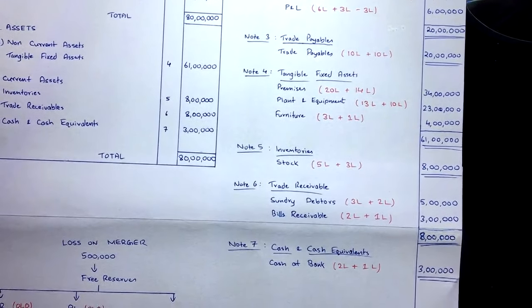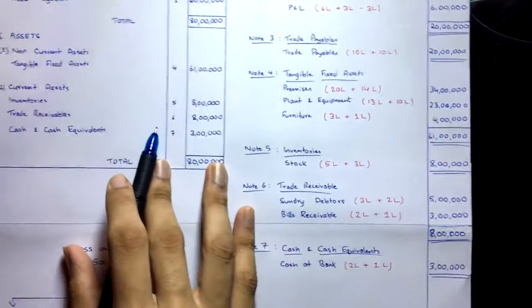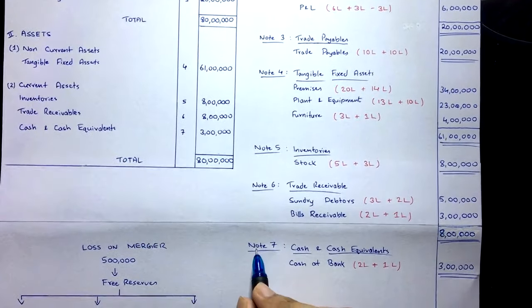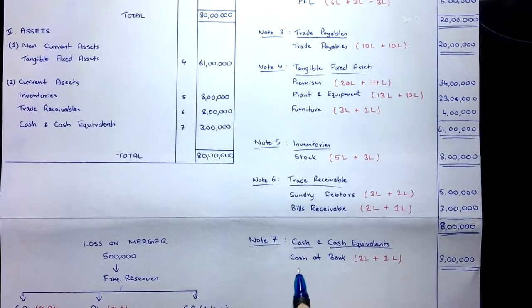And then at last, you have to take cash and cash equivalents. The bank balance which you have. So what is that? See here. Note number 7. Cash and cash equivalents. Cash at bank.